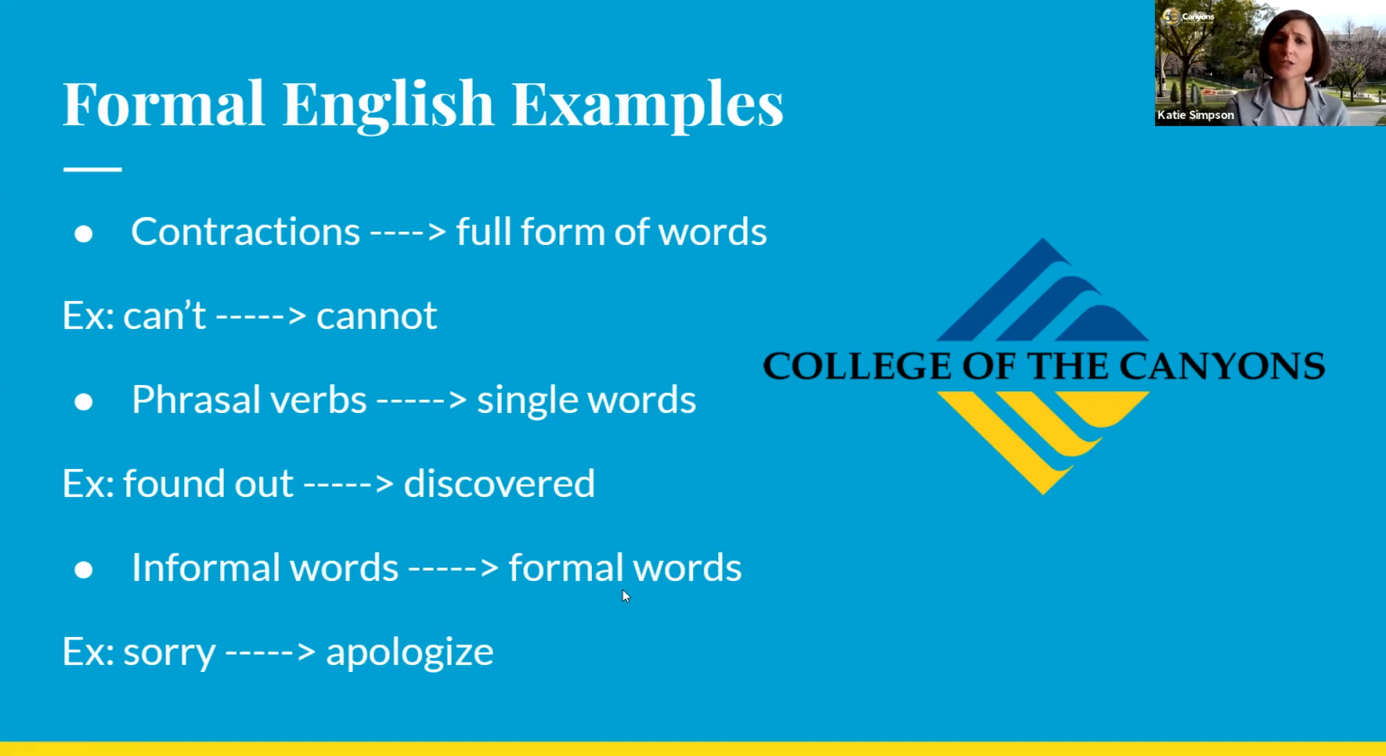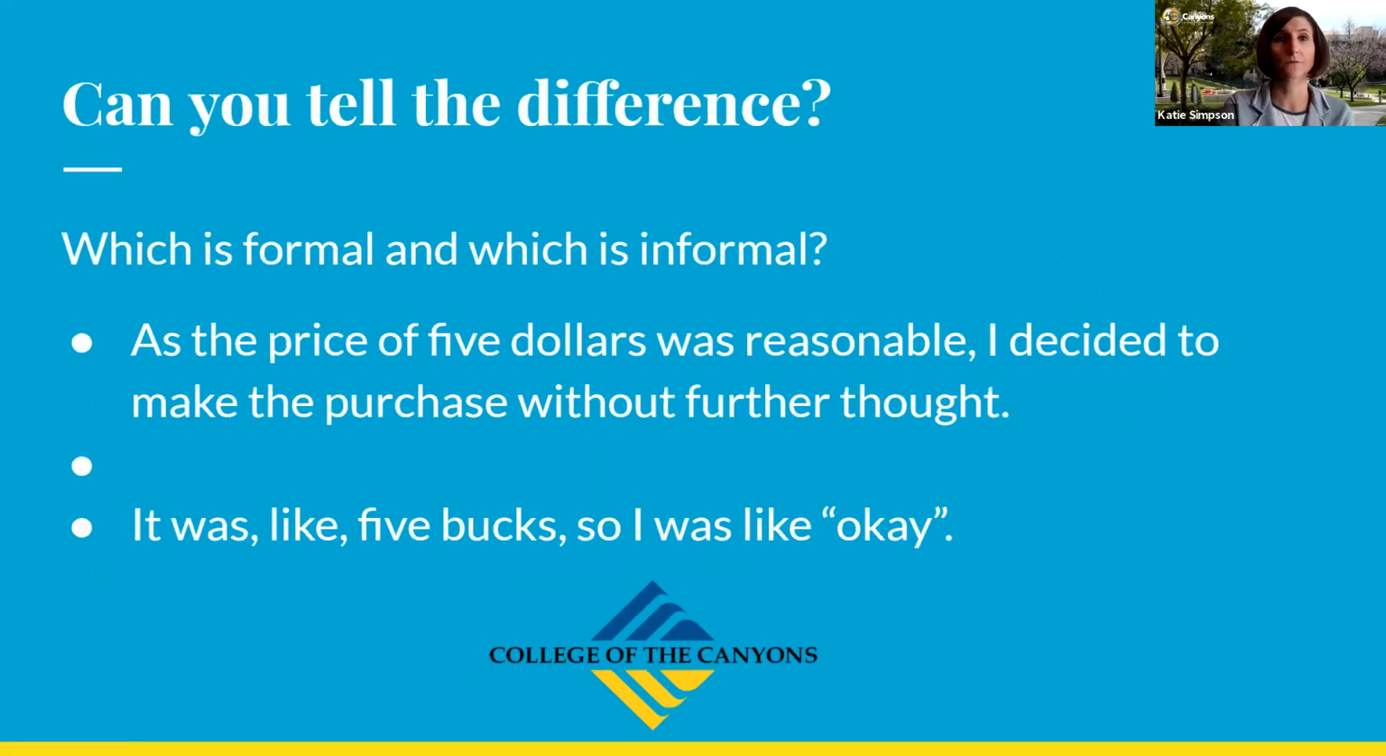Also informal words versus formal words, right? Like if I say, oh, I'm so sorry, it's a little informal, maybe for a friend or a family member. But if you say, I apologize, that's a little bit of a bigger, more complex word that maybe you would use in a professional situation, maybe with a colleague or at a job interview, something like that. So those are some examples of formal English, right?